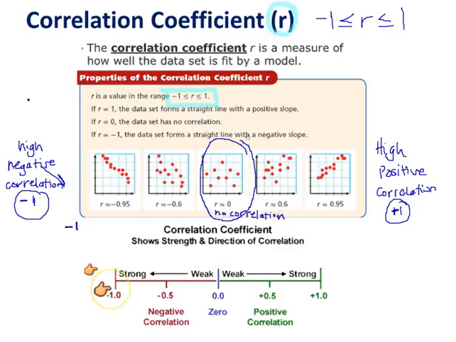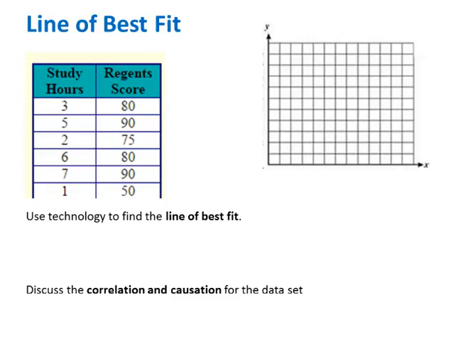Here's a nice chart, probably a good thing to copy down in your math notebook, about the strength and direction of the correlation. Our strong correlation is at -1 and +1: negative correlation at -1, positive at +1. Then it gets weaker as we head towards 0, where there's no correlation. I'm going to go to the next slide now. If you need more time, go ahead and click pause so you can take wonderful notes.